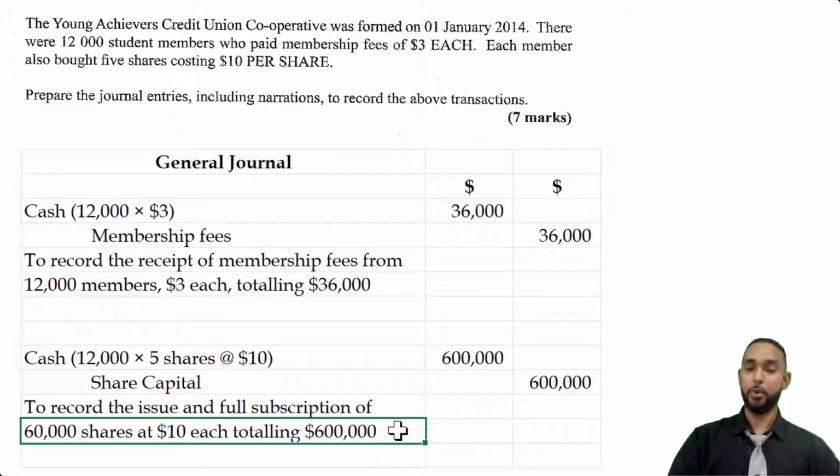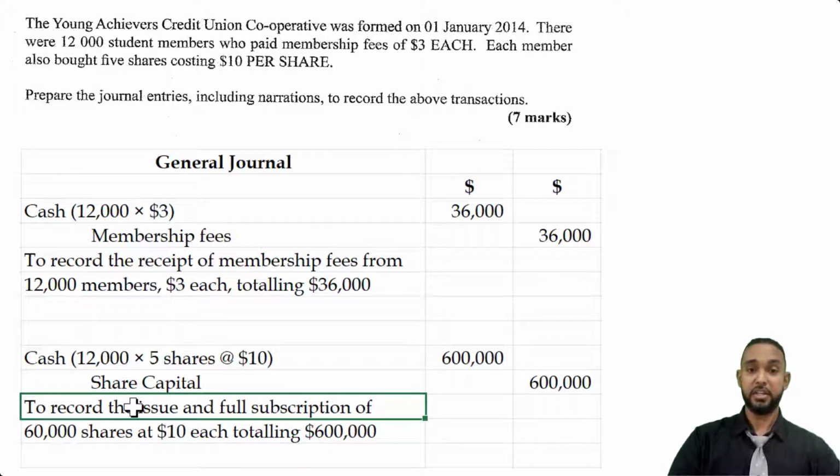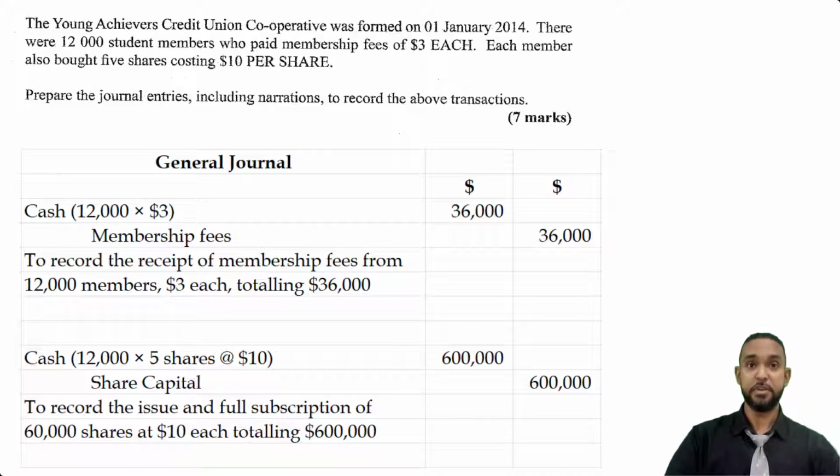Now, of course, this is not the only way you could have articulated this particular narration. You could have said that there were 12,000 members who bought 5 shares each at a cost of $10 per share. You could have said that as well. Again, there's no one right narration in any given case. There are different ways to say it. All right, let's take a look at the rest of the information in the question and see what they want us to do.